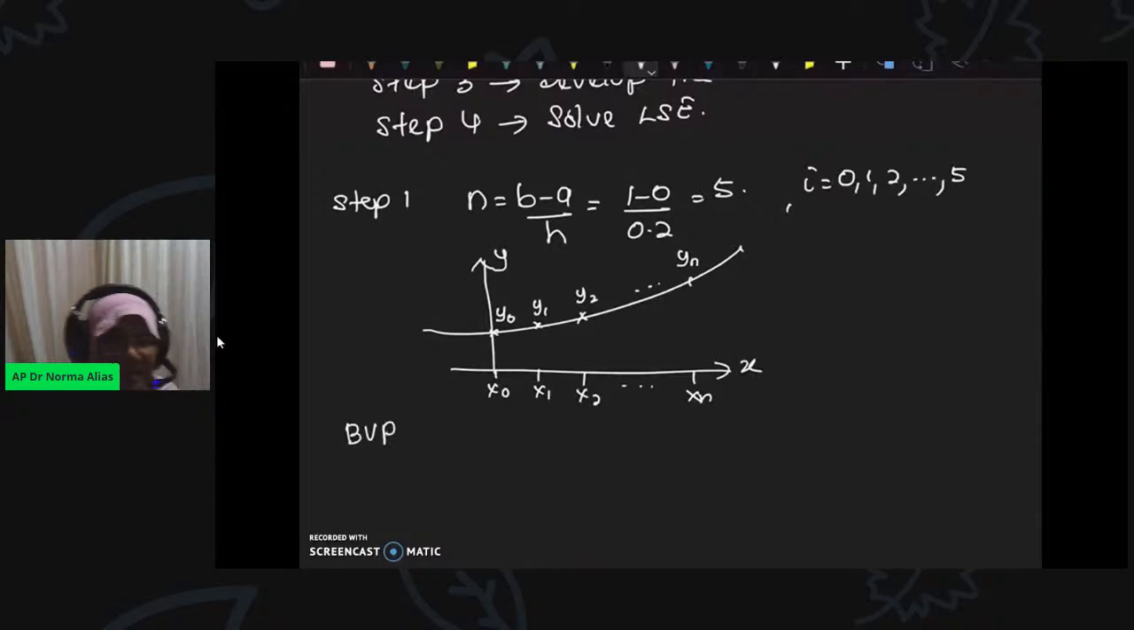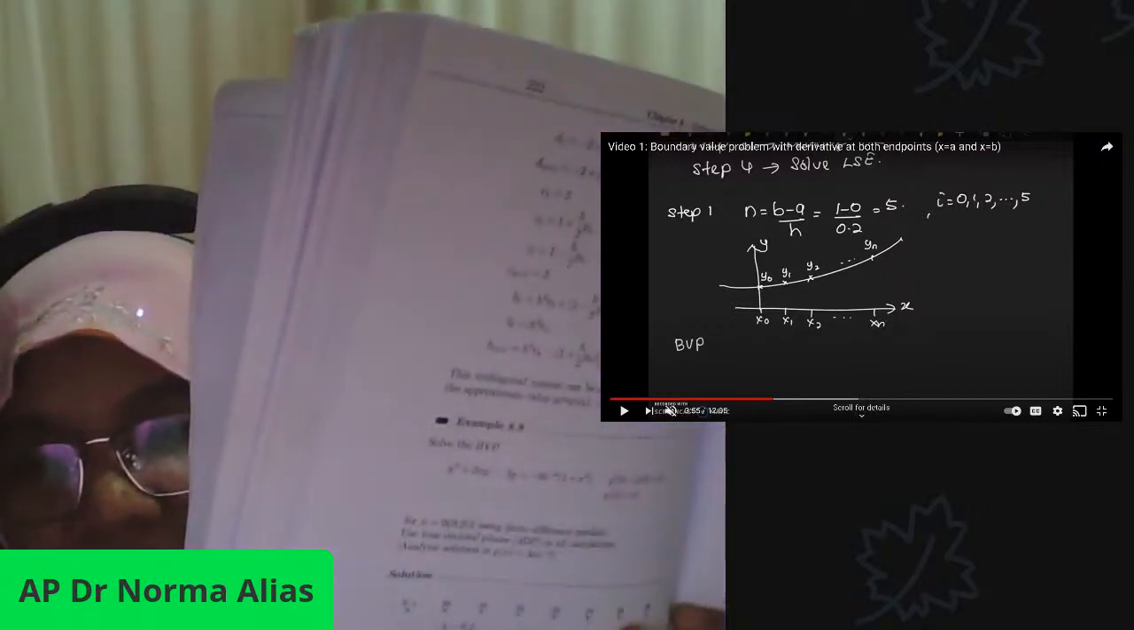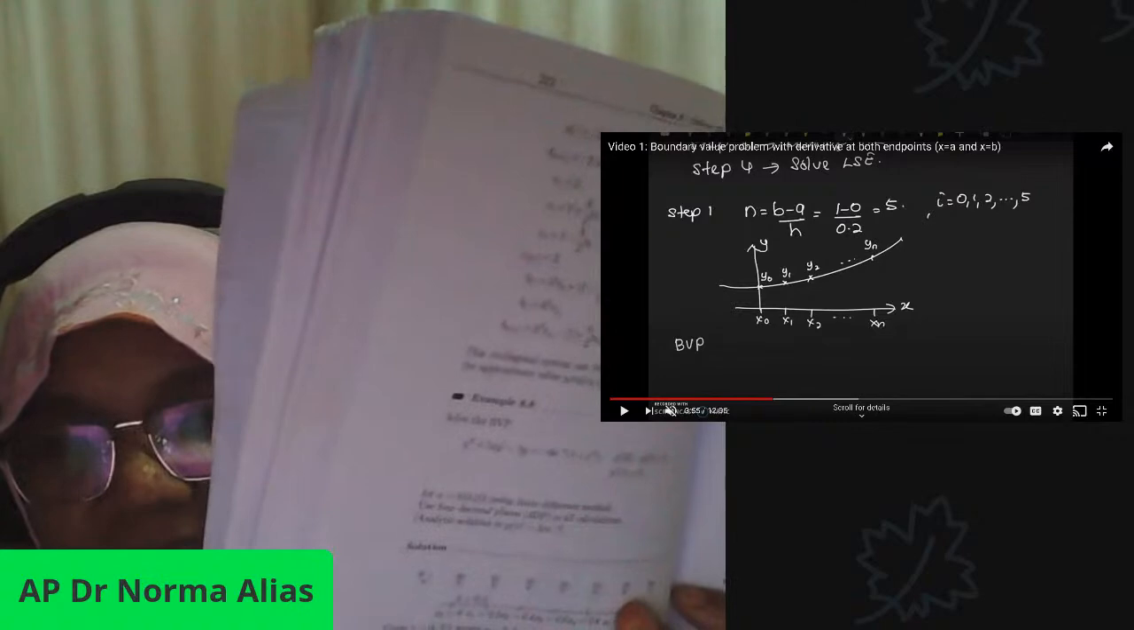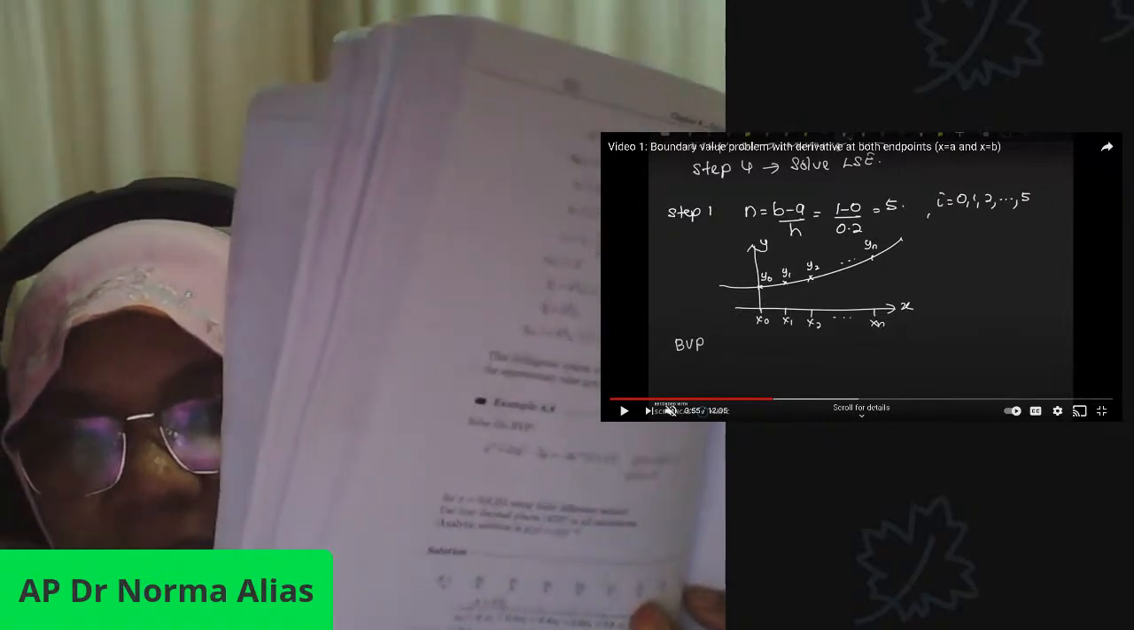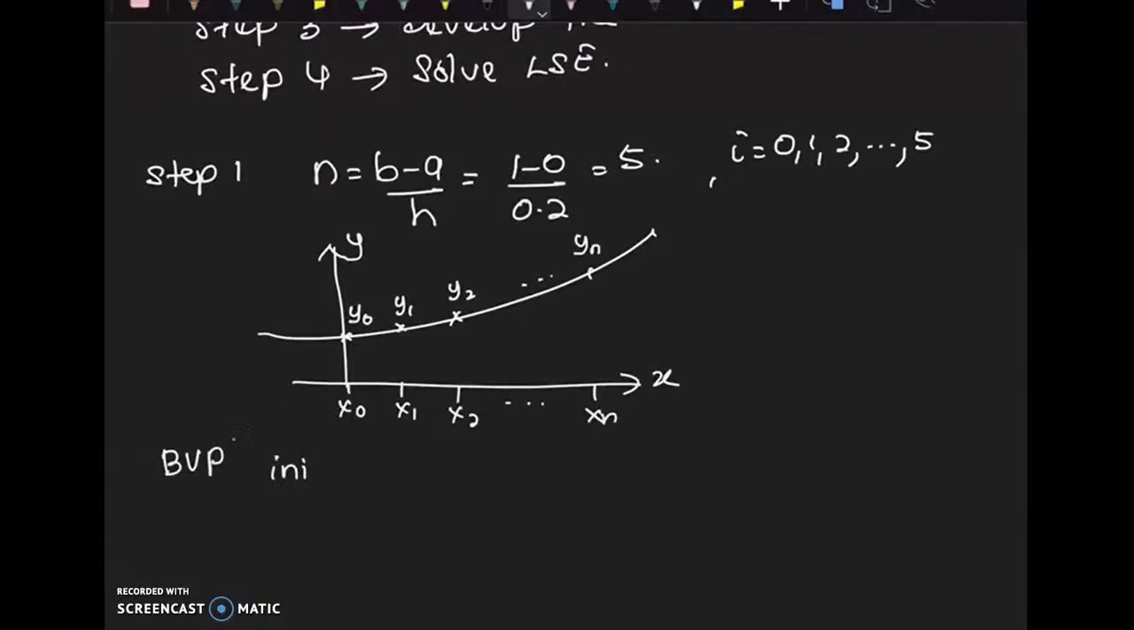So now, in our case, you go to chapter 8, the last part on the boundary value problem, example 8.8. You can see here, example 8.8. From here, you can see that both boundaries are derivatives. So now, what should we do? We want to find the domain of the solution. We want to find y0, y1, y2, up to y5.